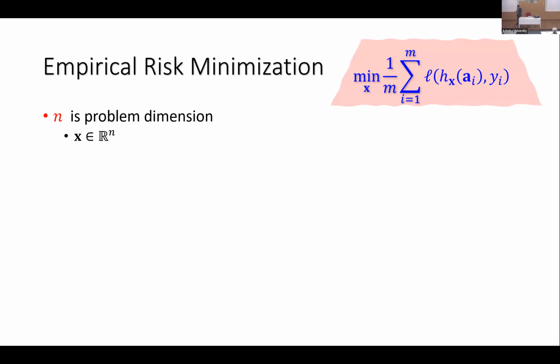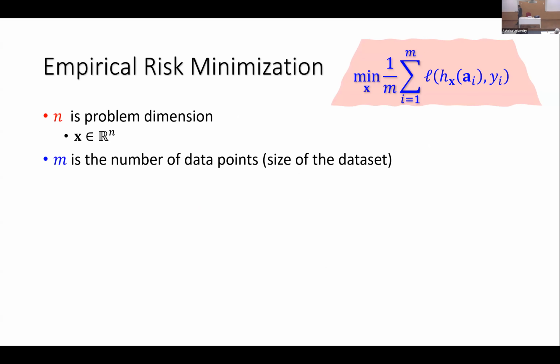Okay. So keeping this in mind, just reinforcing the terminology and notation. n was the dimension, sometimes also denoted by d, but here I'm denoting it by n. n is the problem dimension. So x has n entries. Sometimes this x may not be a vector, it may be a matrix or a tensor also. Whatever x is, it has n different values. And then m is the number of data points. This is referred to as the size of the data set. So if there are 1,000 images, then m would be 1,000.